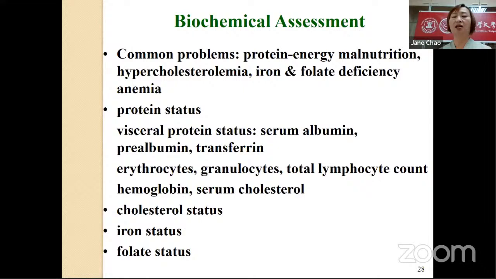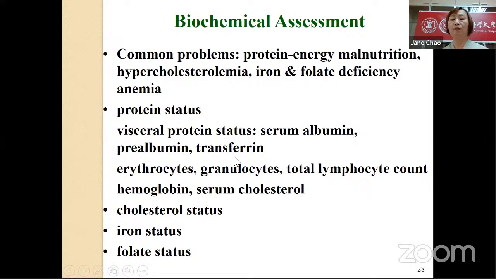There are certain biochemical parameters that can reflect or indicate visceral protein status. That means the organ protein status. What kind of biochemical parameters can reflect visceral protein status? For example, serum albumin, serum prealbumin, and transferrin. And we will compare those three parameters later.